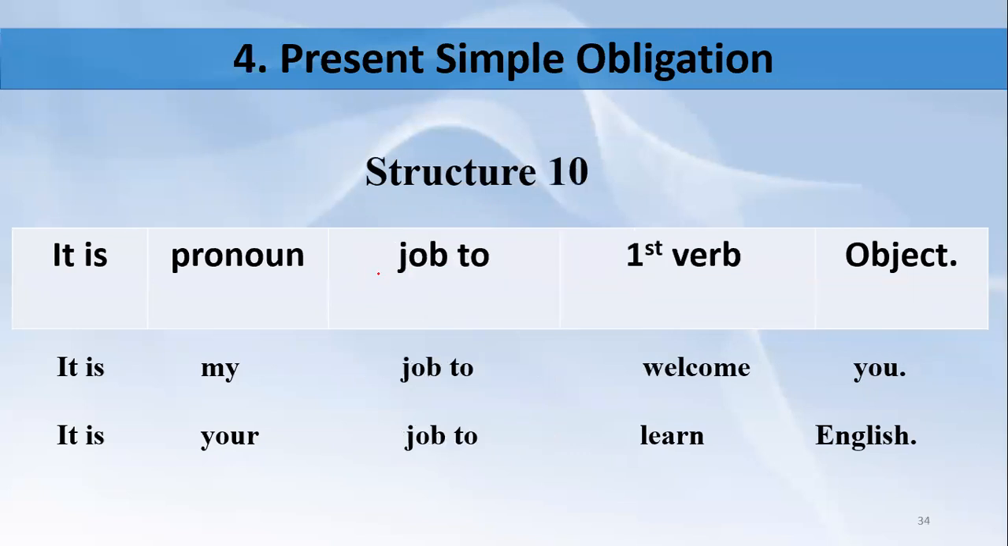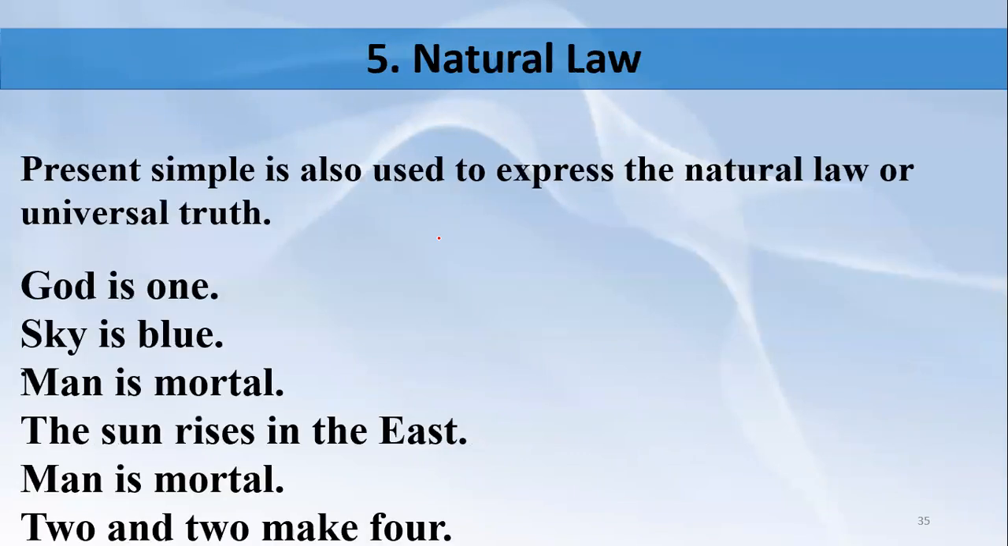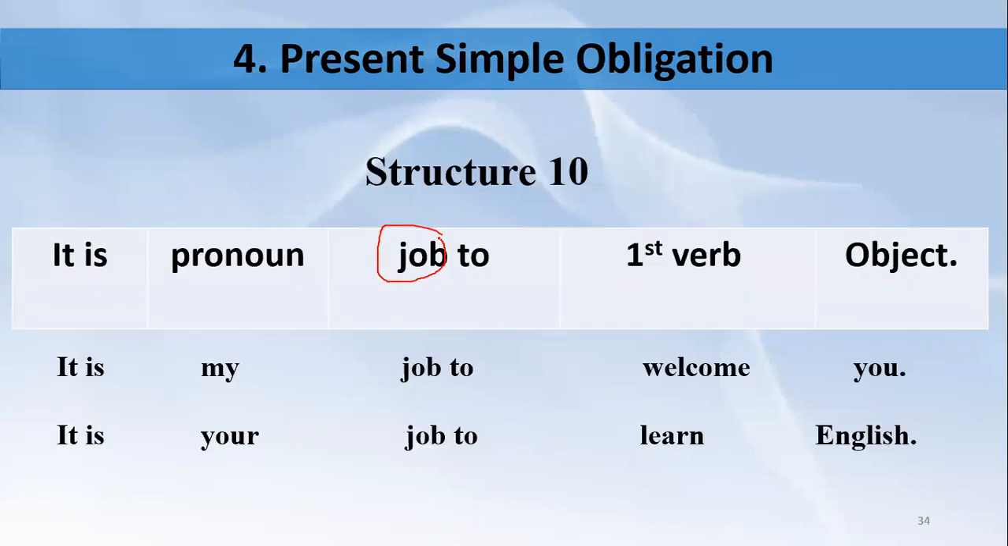Then job to, again the very same structure. Instead of responsibility to or duty to, we may add job to. So it is our job to do this, it is your job to do this, it is their job to do this, clear. So these are the various structures which we may use to talk about our obligations.